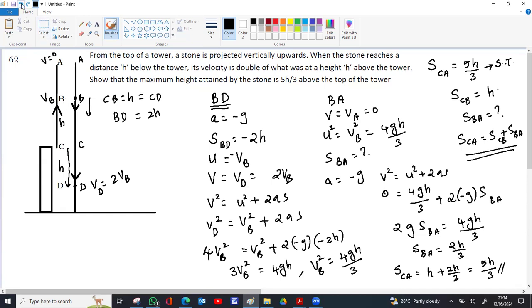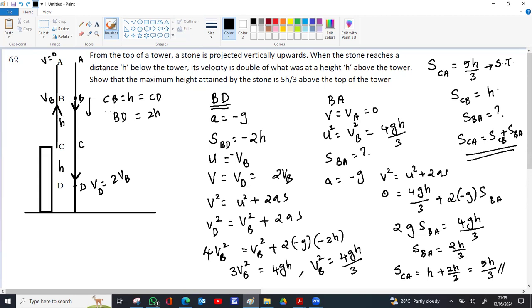And after that, we need to find SCA. SCB we already have as h. Then we have to find SBA. When we try to apply it for BA, we don't know the initial velocity of the stone at B. That can be found only from this particular relation, because they told you these relations: velocity at D is 2 times the velocity at B, and the height is the displacement. The total distance is h plus h, 2h. That's why we came back first to B.